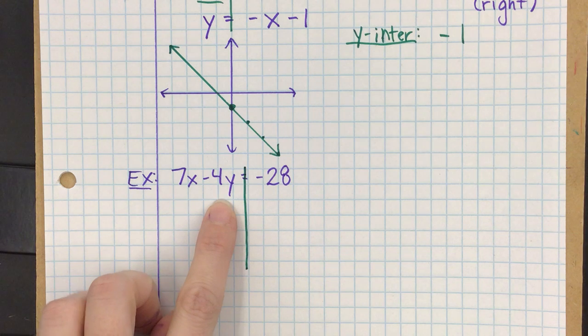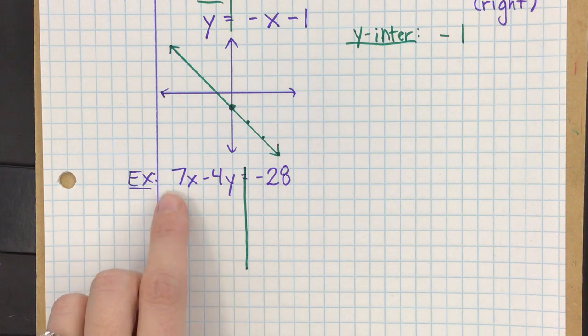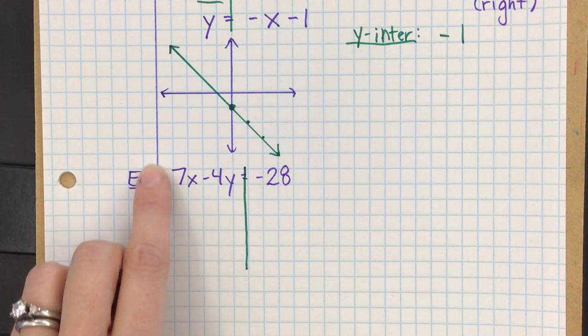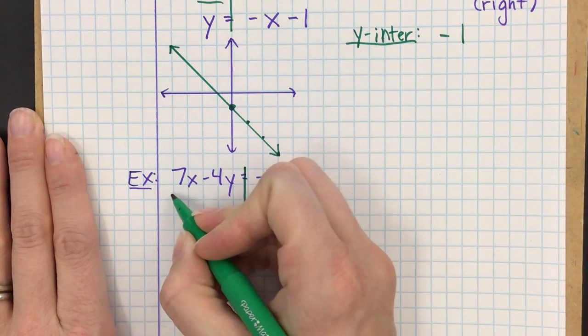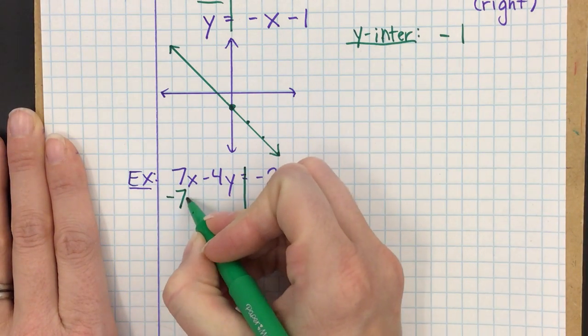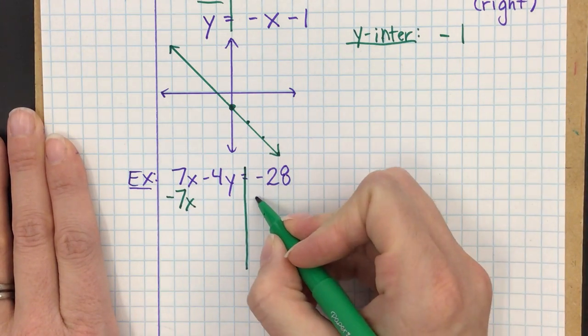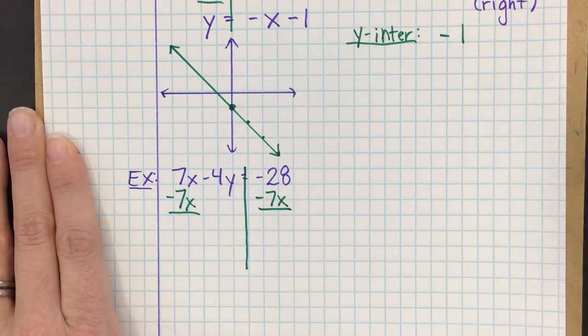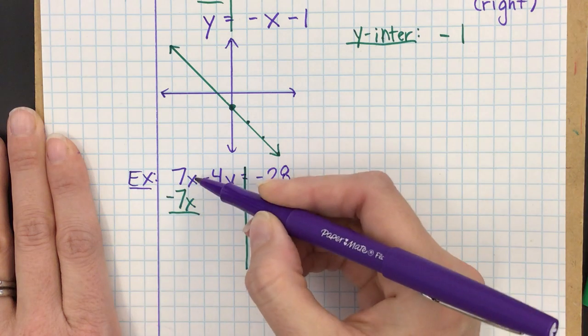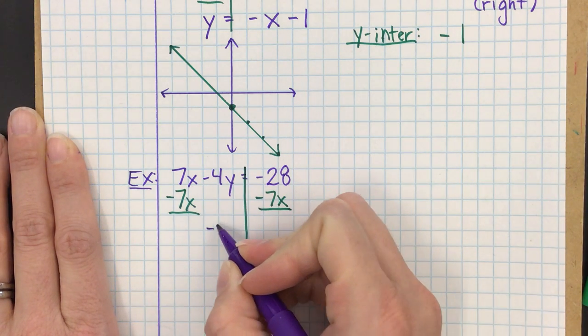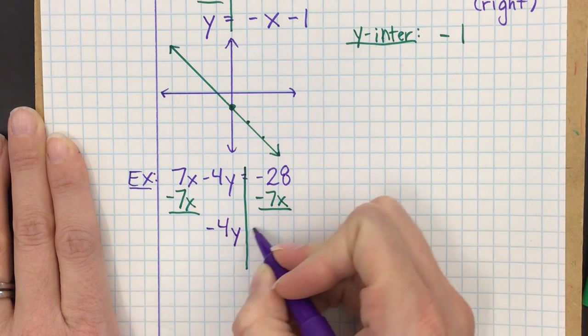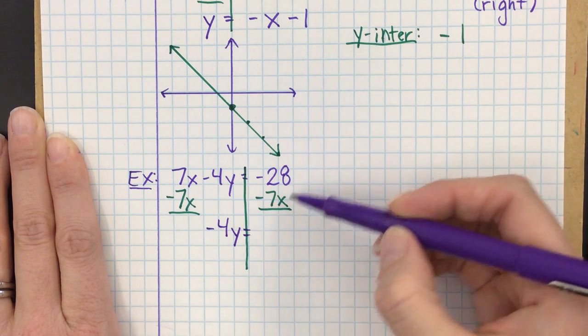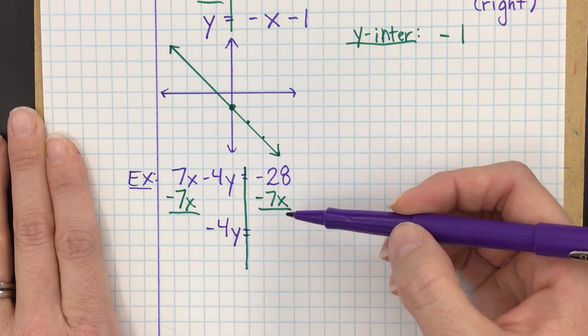We want to get y all by itself. So let's get rid of this whole term right here. I am going to subtract 7x from both sides. Now this will be gone, and I'll just be left with -4y.